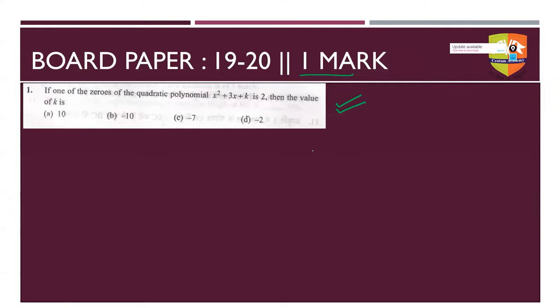If one of the zeros of the quadratic polynomial is 2, then the value of k: if f(x) is x square plus 3x plus k, so f(2) will be 0. So 2 square plus 3 into 2 plus k is equal to 0. That means 4 plus 6, so k is equal to minus 10. Option B.